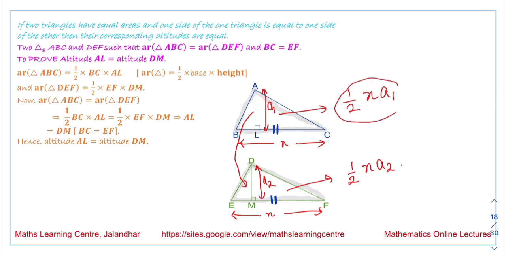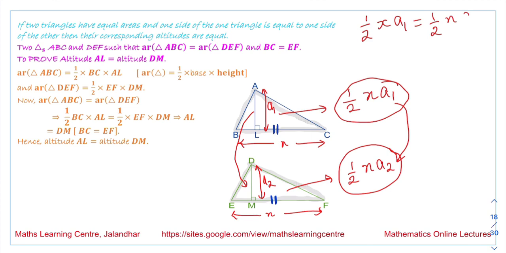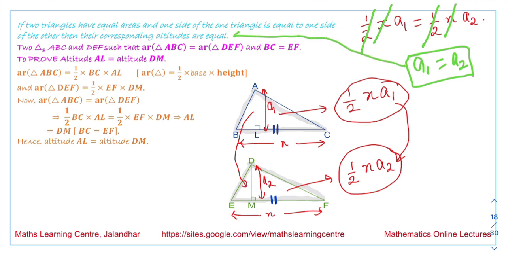Next we have that both the areas are equal to each other. We equate these two equations. We get half x into A1 is equal to half x into A2. The half gets cancelled, this x gets cancelled, and we are left with A1 is equal to A2, and this is what we have to prove, that their corresponding altitudes are equal.